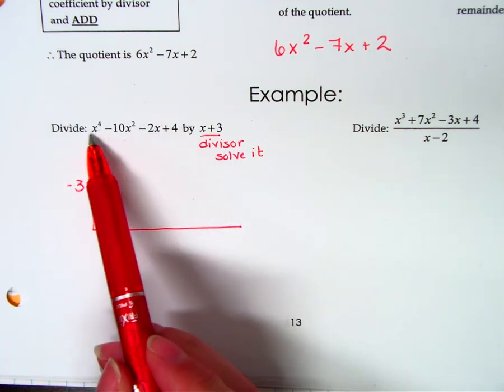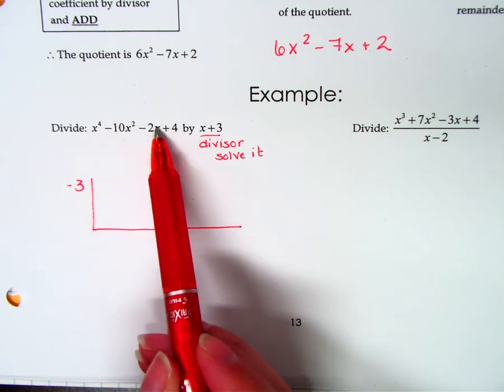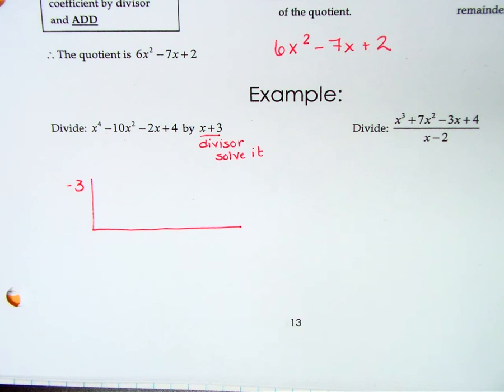Are these in order? Are all exponents represented? No. Because 4 and then 2, we're missing the cube. It needs to be represented.